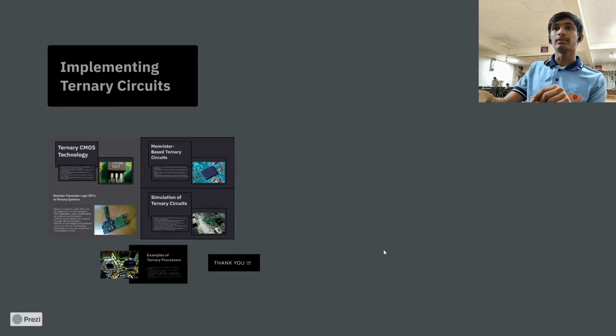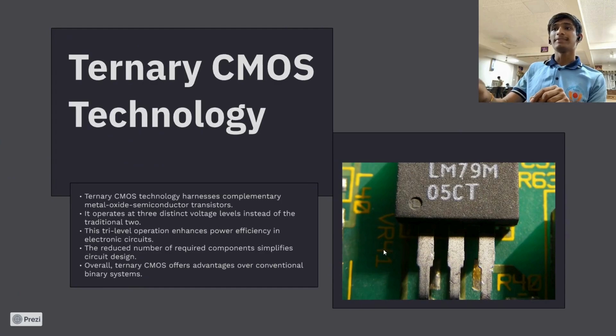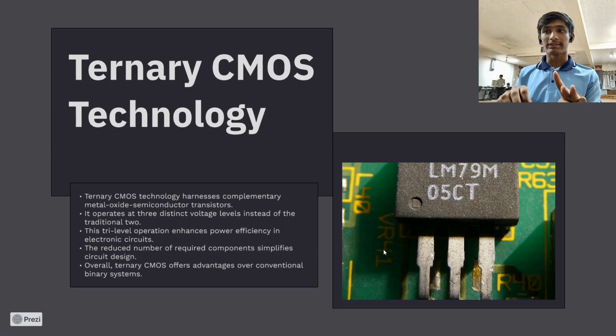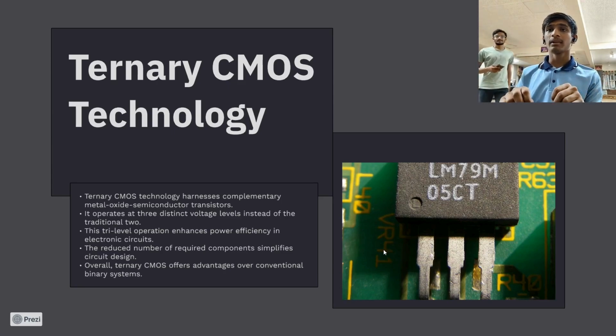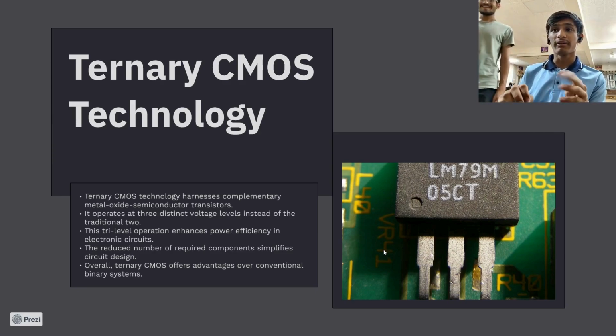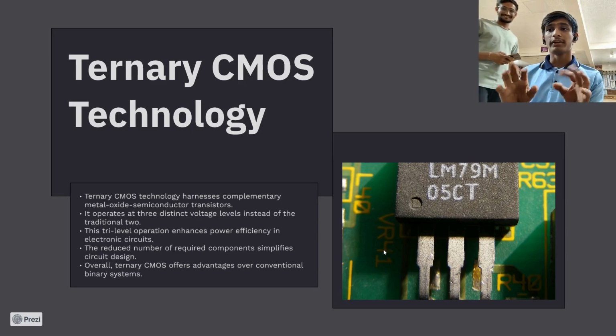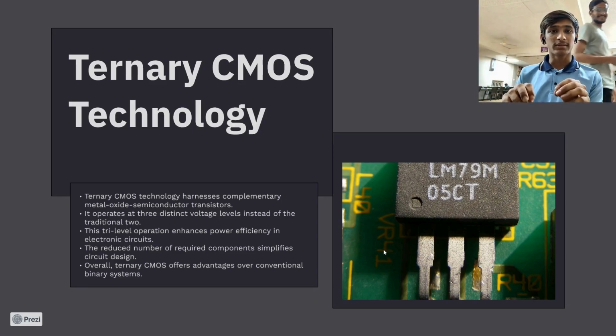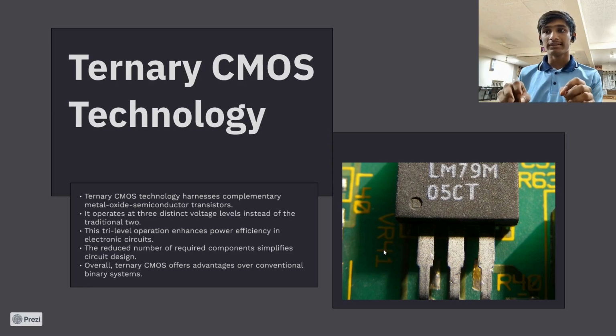How can we implement ternary circuits? Ternary CMOS technology. Now, CMOS is complementary metal oxide semiconductor. It operates at three distinct voltage levels instead of the traditional two, which is in binary. The three voltages are 0 volt, 1.5 volt, and 3 volt. This tri-level operation enhances power efficiency in electronic circuits. The reduced number of required components simplifies circuit design. Overall, ternary CMOS offers advantages over conventional binary systems.